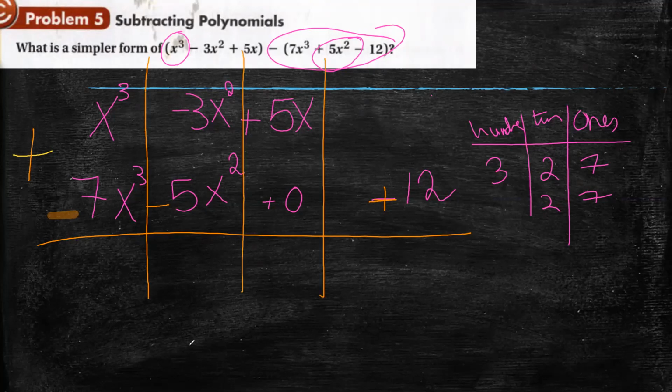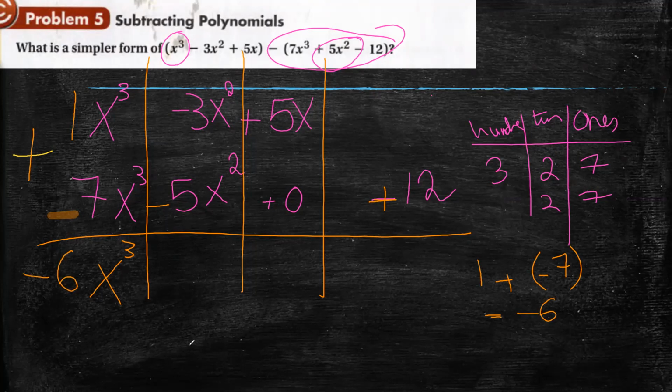Now, x cubed minus 7x cubed. Do we have the same variable with the same exponents? Yes, I will write them down as it is. Then 1 plus negative 7. 1 plus negative 7 is what? Negative 6, thank you. So it is negative 6.